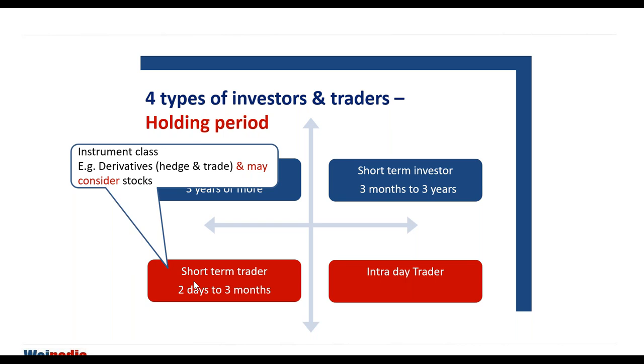Once I have a view about a particular market, for the next 2 days to 3 months, I'm going to engage myself in this market. I can choose to get into stocks or I can choose to get into derivatives. But say, for example, I'm very clear about this: my view is that for the next 2 days, overnight, to about 3 months, I'm seeing the market go up, just before 3 months. Then definitely, based on my experience, I will go for derivatives.